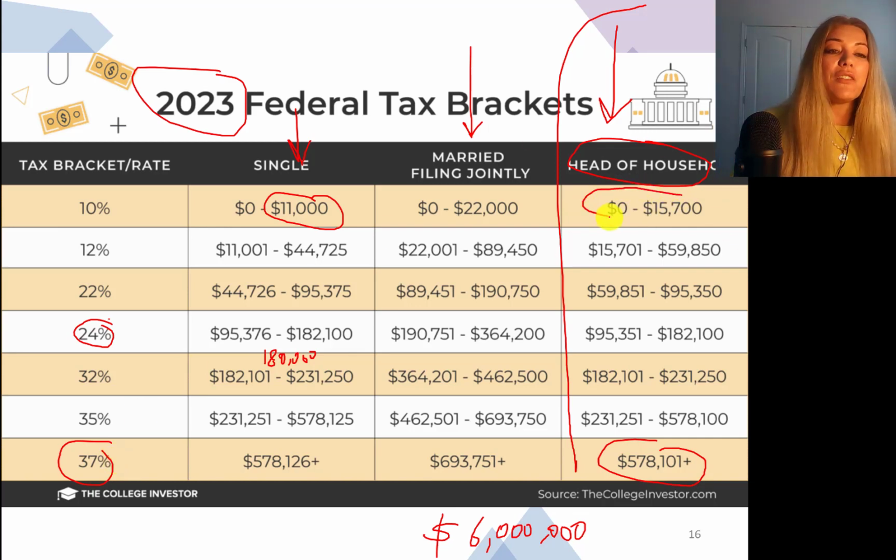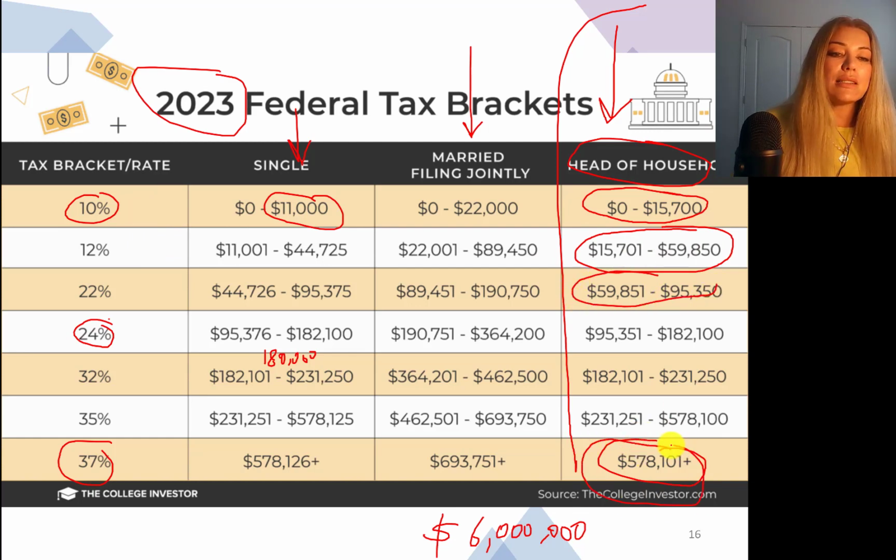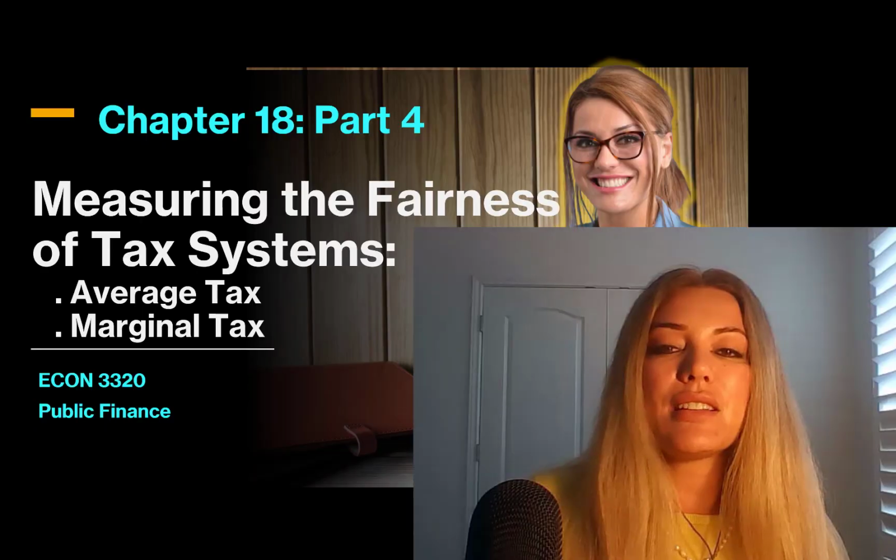However, for the first $15,700, he's only paying 10% of that. So he's paying $1,570, just like us. And then the next bracket is here. He only pays 12% in this interval. However, once his earnings exceed $578,100, he's paying 37% of that.